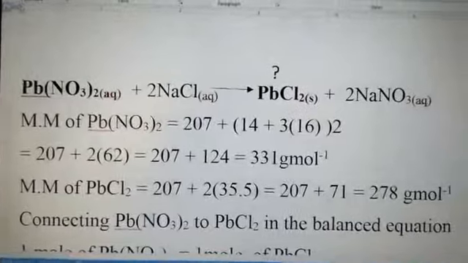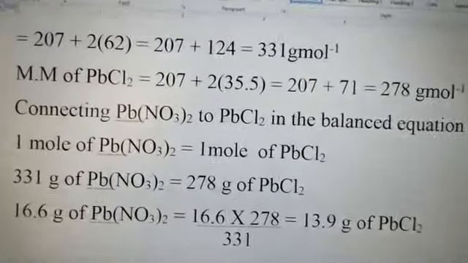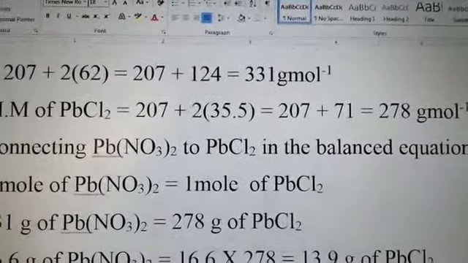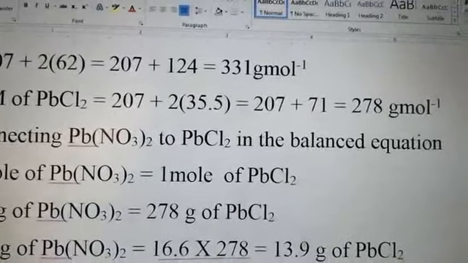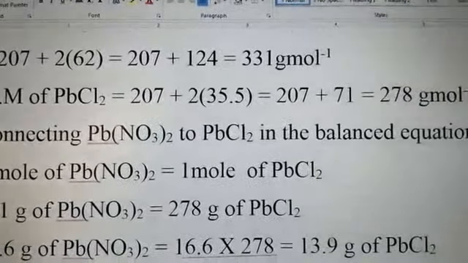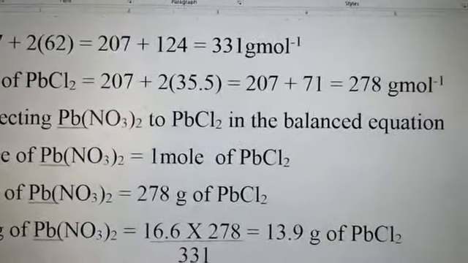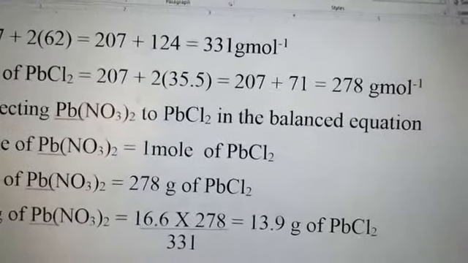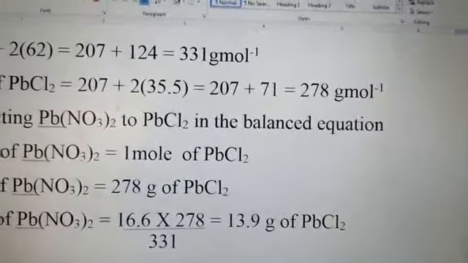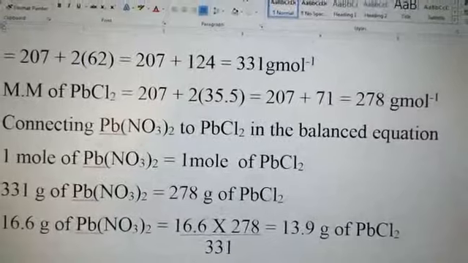Then you find the molar mass of lead(II) chloride. There, lead is 207, chlorine is 35.5, multiplied by 2 because of 2 atoms there. That gives us 207 plus 71, and that will give us 278 grams per mole. That's the mass of 1 mole of lead chloride.